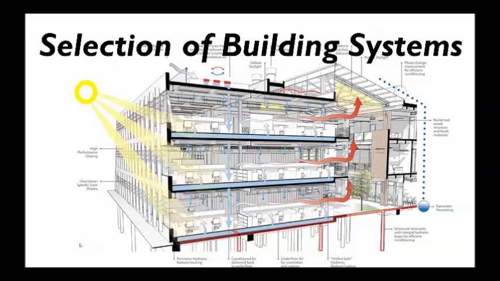So one thing that happens is the selection of building systems. And building systems can be anything from the mechanical systems, the electrical systems, the solar systems, the materials, all different kinds of things. And if you think of a building as a series of systems, then you can start to understand that there are many different systems in play. So here we're looking at a perspective section cut, meaning there's a cutaway of this building and you can see the multiple floors.